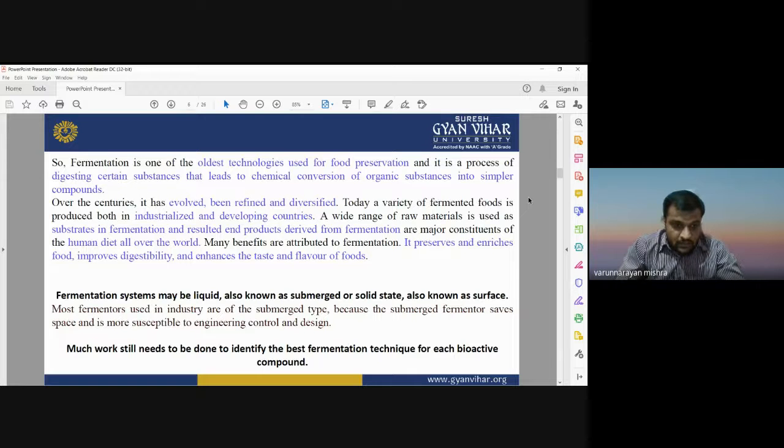The fermentation system may be liquid, also known as submerged, or solid state, also known as surface. The vessel which is used for the fermentation process is known as a fermenter. Most of the fermenters used in the industry are of the submerged type, because this kind of fermenter saves space and is more susceptible to engineering control and design.